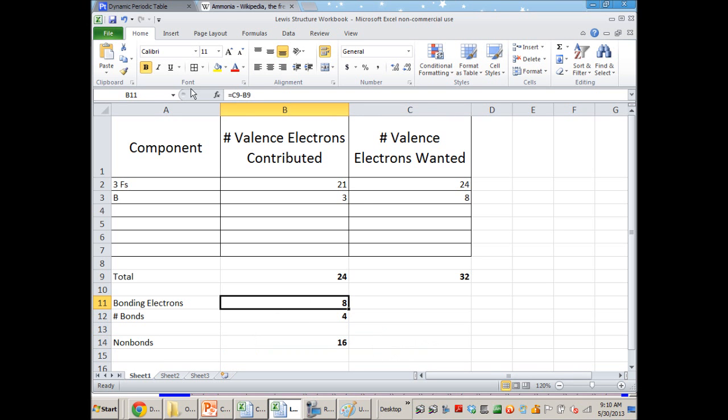So I would expect that my final Lewis structure here is going to have 4 bonds. I'm getting this wrong. I have 3 bonds. What am I doing wrong here?